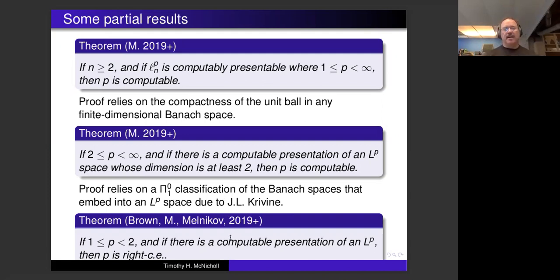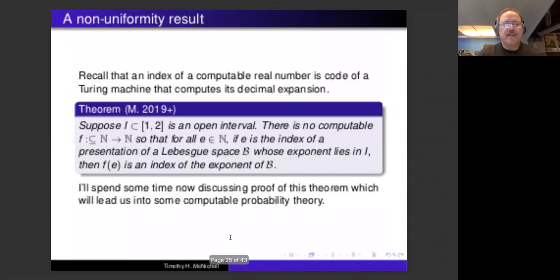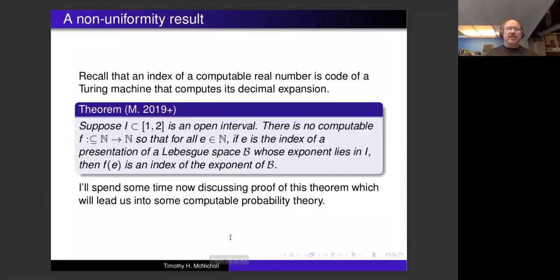The technique there is we traded off on a formula for the modulus of convexity for an LP space due to Olaf Hanner. And so that's how we were able to cook up this proof. Okay, so those are all partial positive results. Now I want to share a partial negative result.